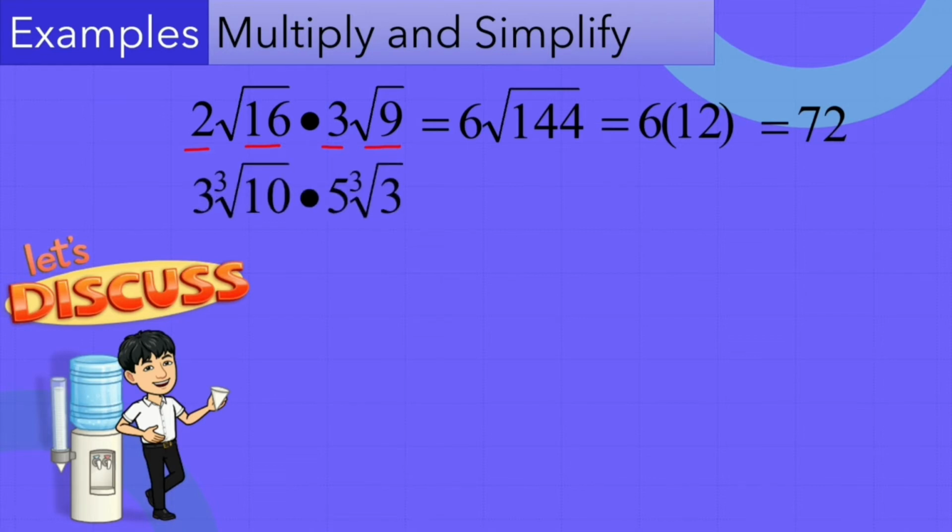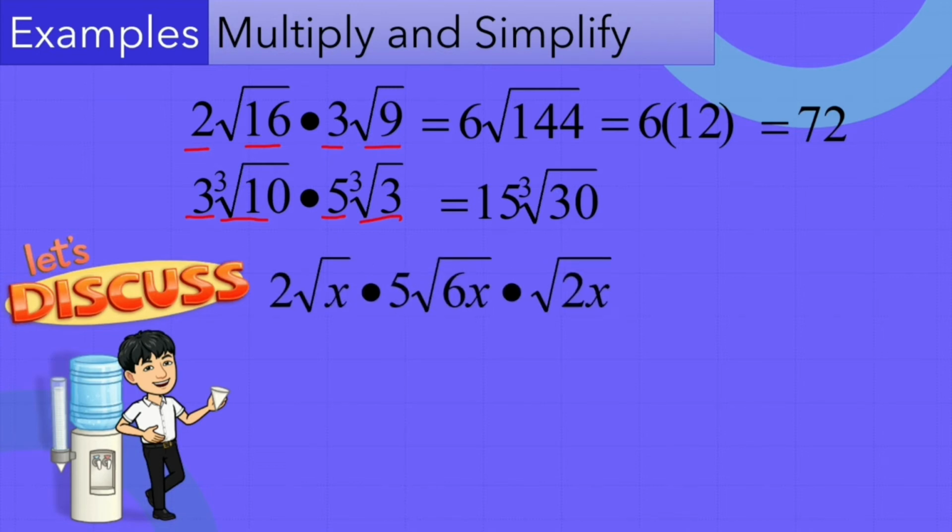Next, we have 3 cube root of 10 times 5 cube root of 3. So we will multiply first 3 times 5. And next, we're going to multiply cube root of 10 times cube root of 3. So our answer here now is 15 cube root of 30. Since we cannot simplify it anymore, this is now our answer.